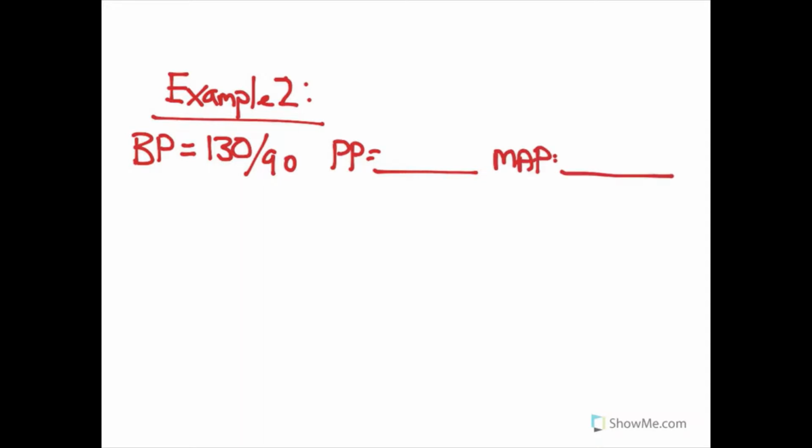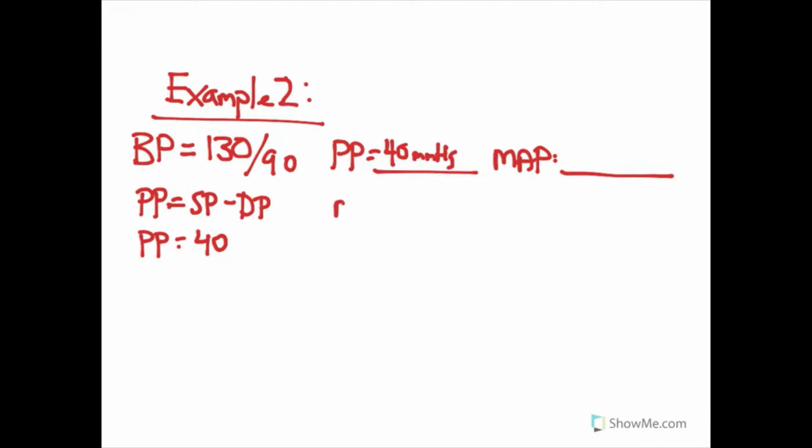Okay, now remember, we know that pulse pressure is systolic pressure. Sorry, I wrote it down wrong there. Started writing it down. Systolic pressure minus diastolic pressure. So in this case, we have 130 minus 90. That is, again, 40 millimeters of mercury. So we have 40 millimeters of mercury of pressure.